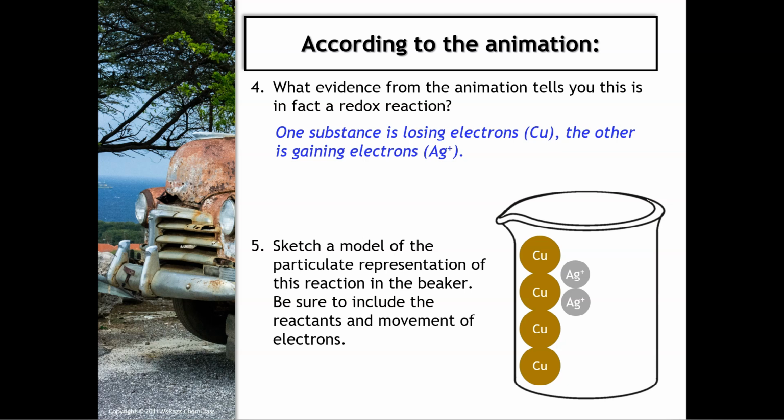You were also expected to include the movement of electrons. In the animation, you saw that one electron was transferred to one silver ion, and then another electron from the same copper atom was transferred to another silver ion. So notice that copper was losing 2 electrons, and then two individual silver ions were gaining those 2 electrons.